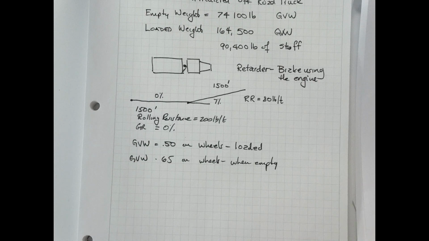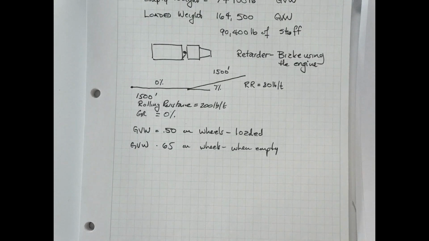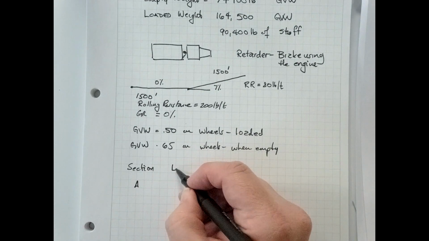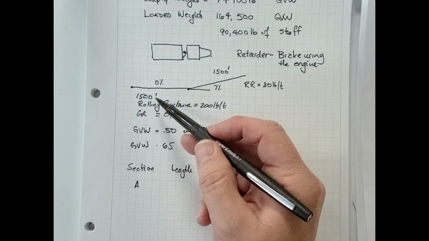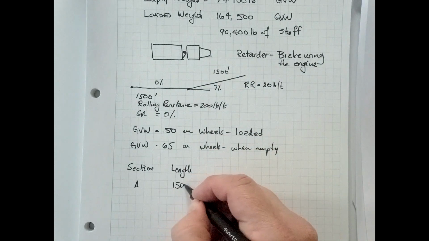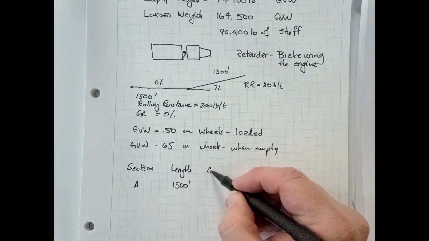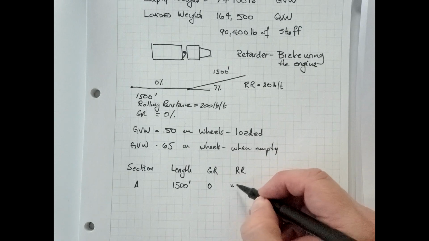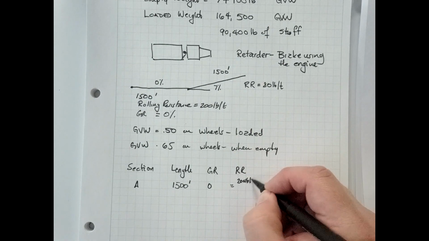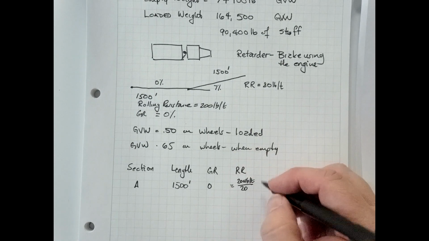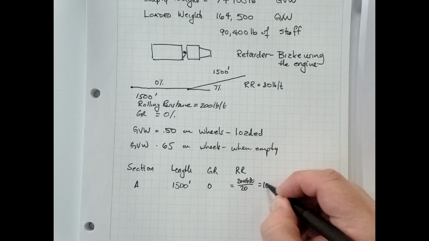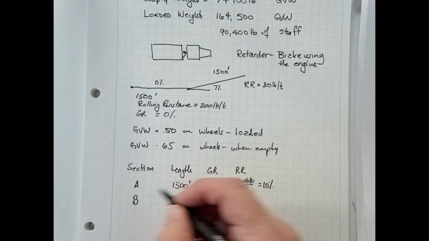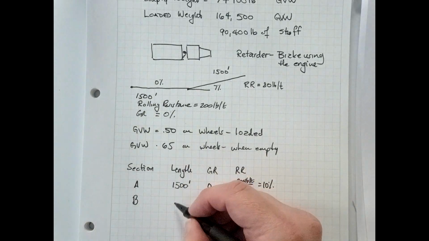So the first thing that we need to do is take our two sections. We have section A. Its length is 1,500 feet. Its grade resistance is equal to 0. Its rolling resistance is equal to 200 pounds per ton divided by 20 pounds per ton per percent grade, which is equal to 10%, right?